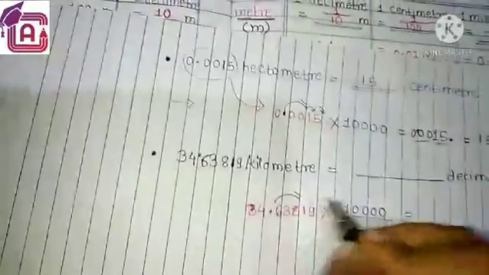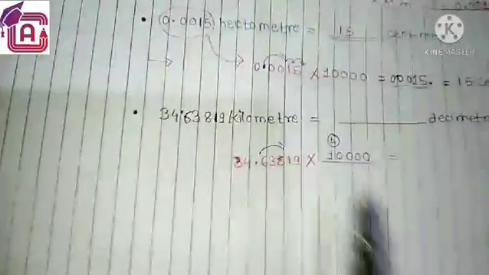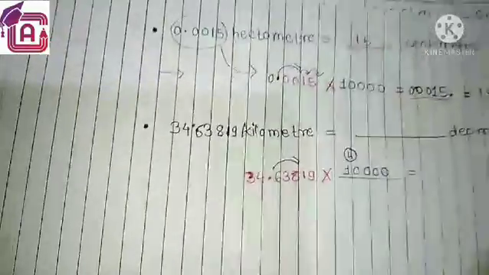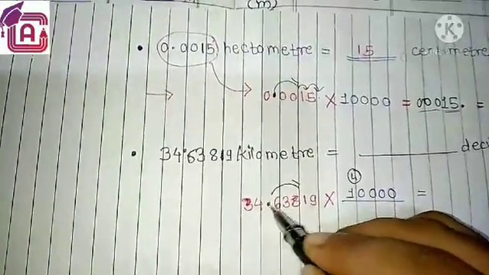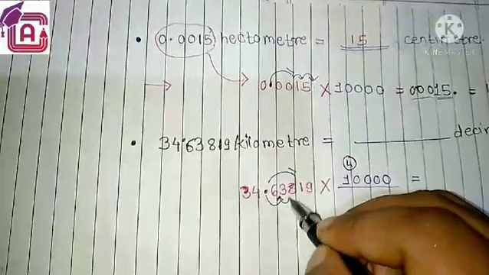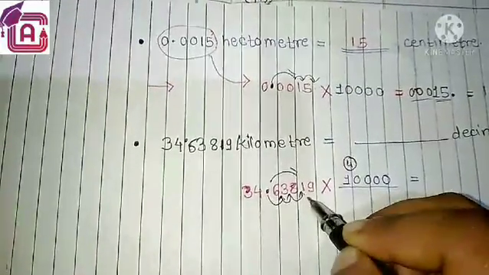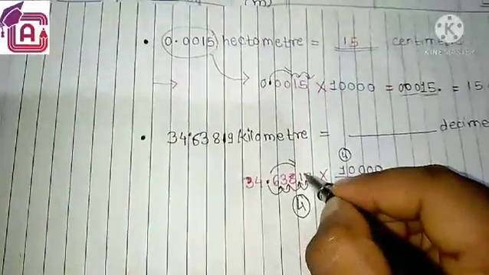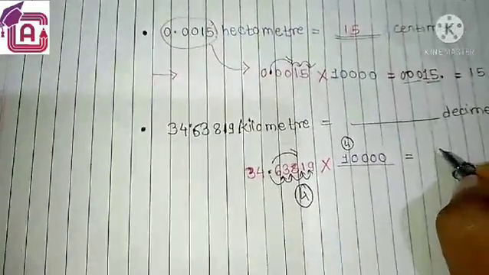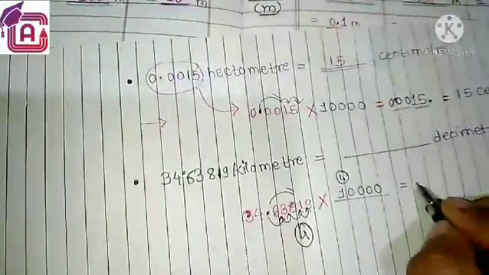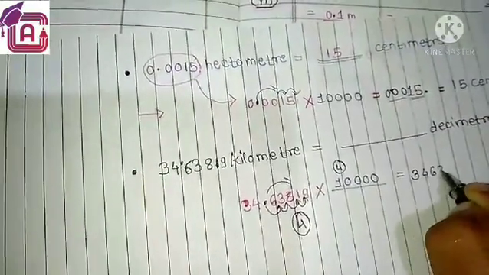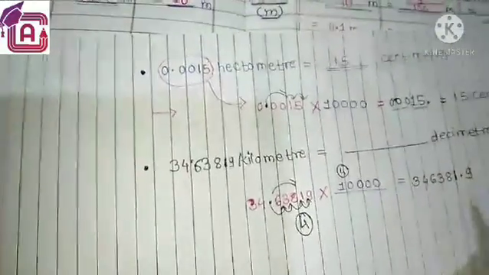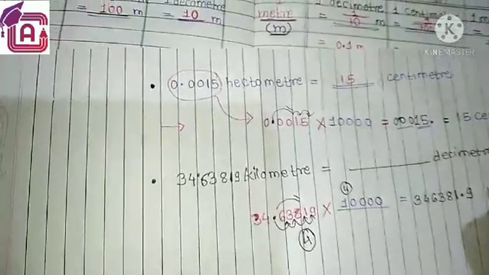How many places? 4 places. Before this decimal point the number is 34, so the decimal point is at the first place here. Then after 3 is the second place, after 8 is the third place, and after 1 is the fourth place. So the decimal point now comes here. Write down the previous number as it is: 3, 4, 6, 3, 8, 1. Now the decimal point comes, and write down 9.